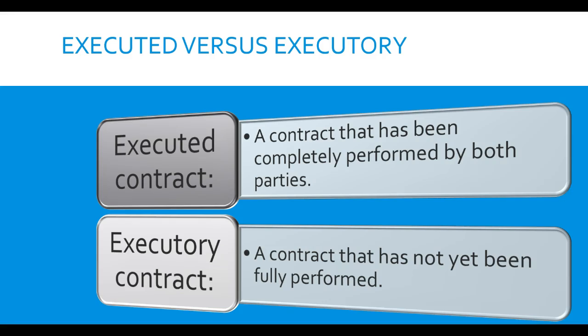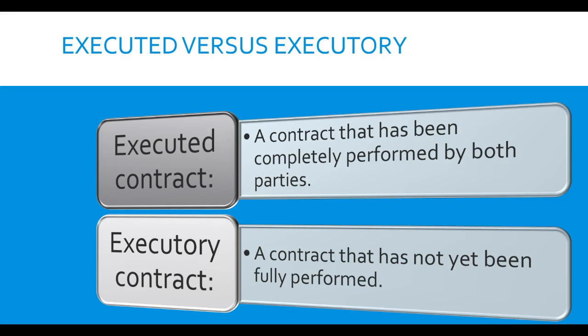Executed contracts versus executory contracts. A contract that has been performed is an executed contract. A contract that has not been performed is an executory contract. If one party has fully performed but the other has not, the contract is said to be executed on one side and executory on the other, and it is classified as executory.